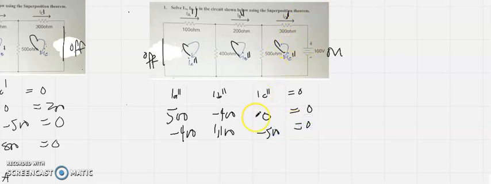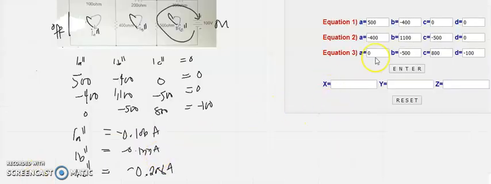Then for IC, 5 plus 3 is 8. So this is 800. And then this is negative 500. And this is 0. This is equals to, then it has one source, so positive 100. So transpose to the other side, so this is negative 100. Okay, using the calculator again, 3 equations, 3 unknowns.